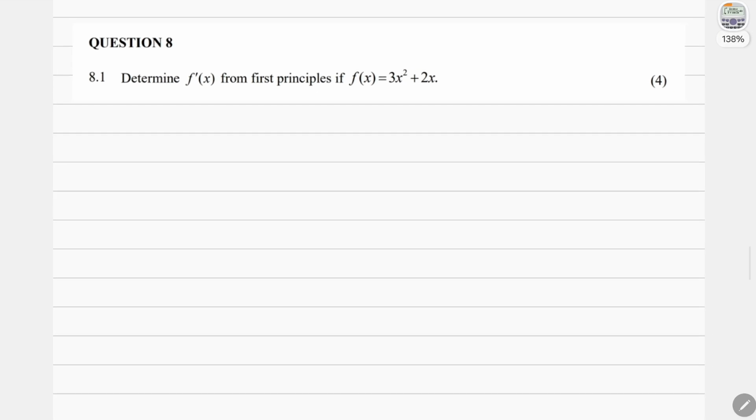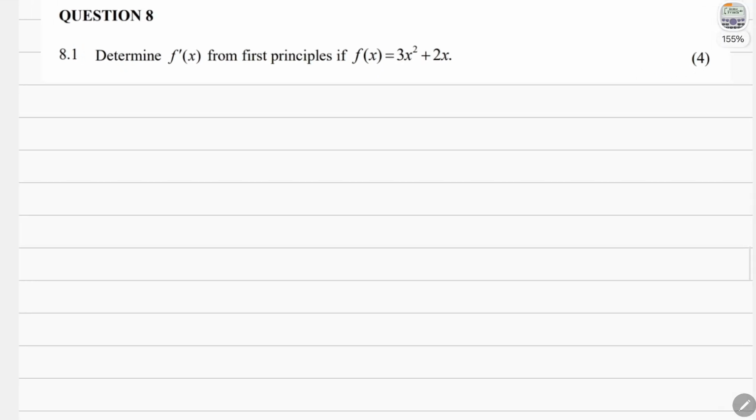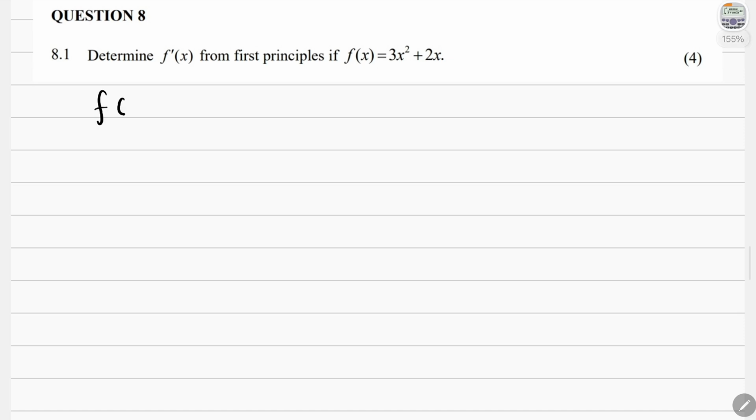Question 8, 8.1 says, determine f prime of x from first principles if f of x is equal to 3x squared plus 2x. So, using first principles, we know that we need this f of x plus h. So let's get that first. So it's f of x plus h, meaning wherever you see x, replace it with x plus h. So this is 3, and there's x, so it's x plus h all squared plus 2, and again x plus h.